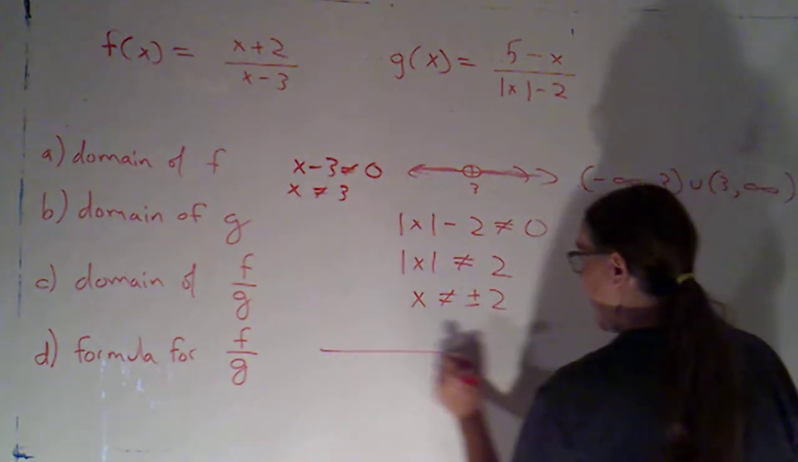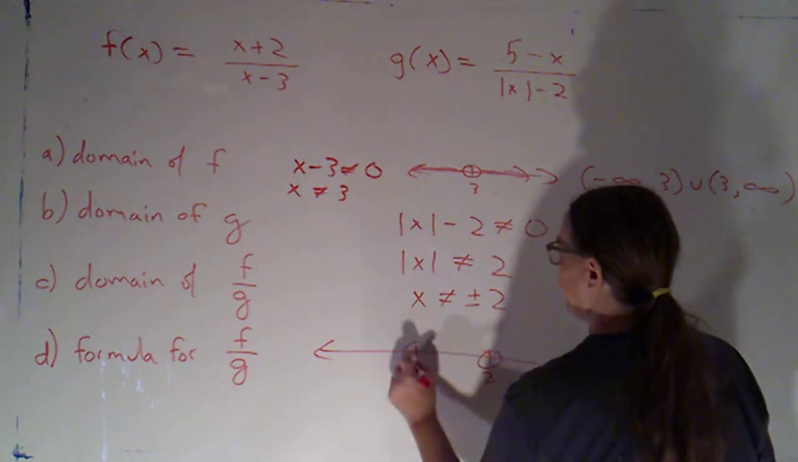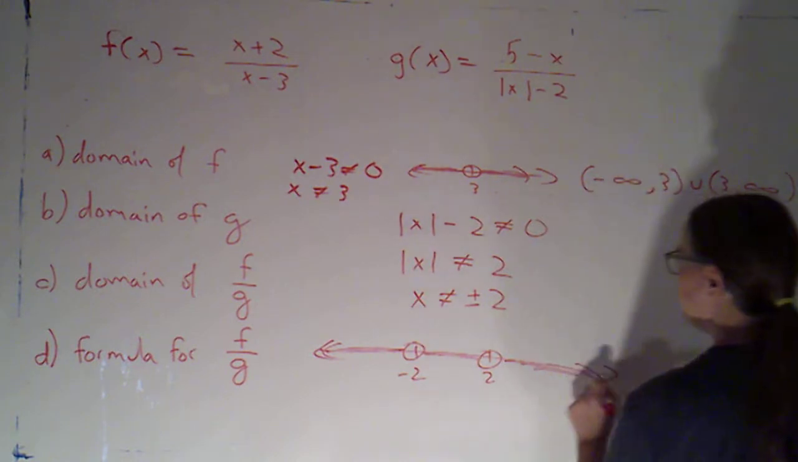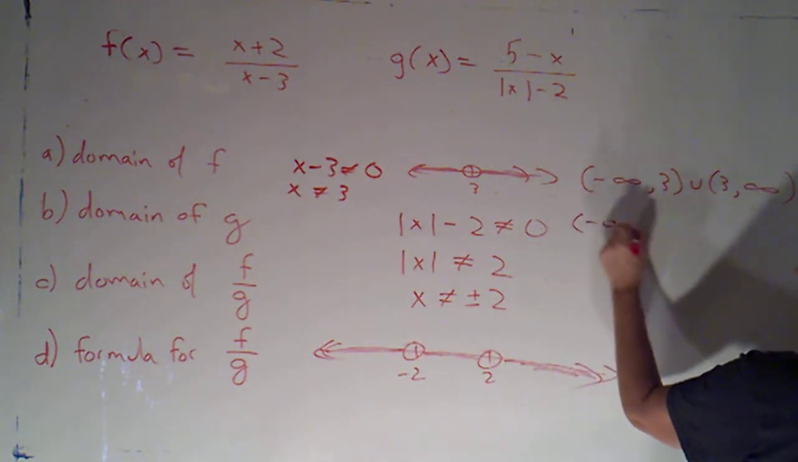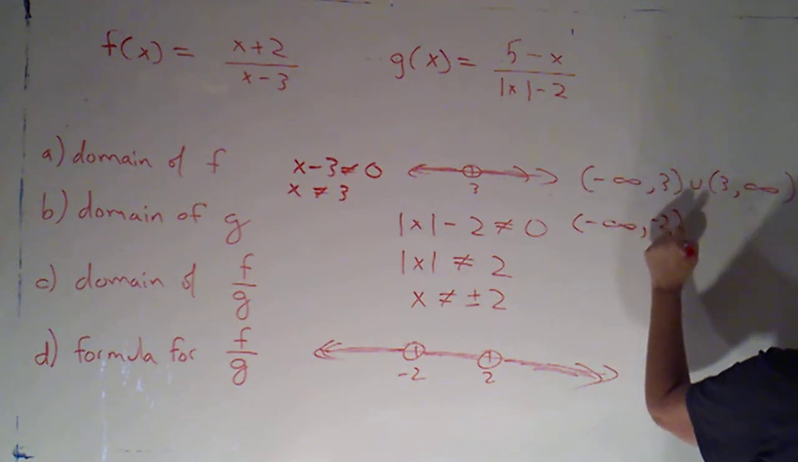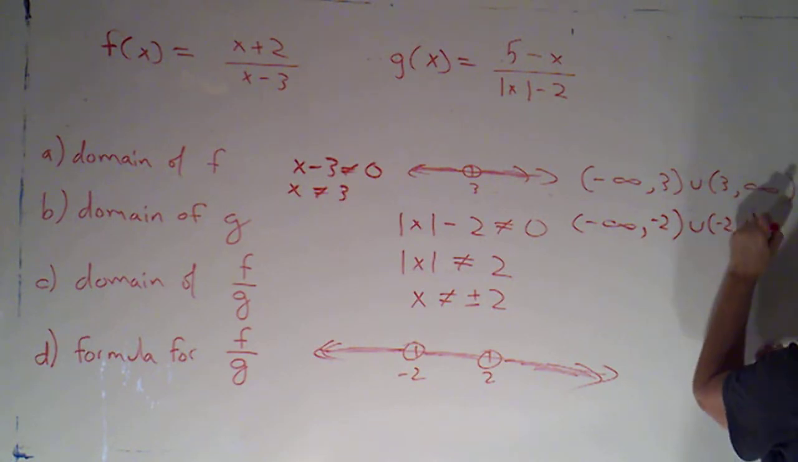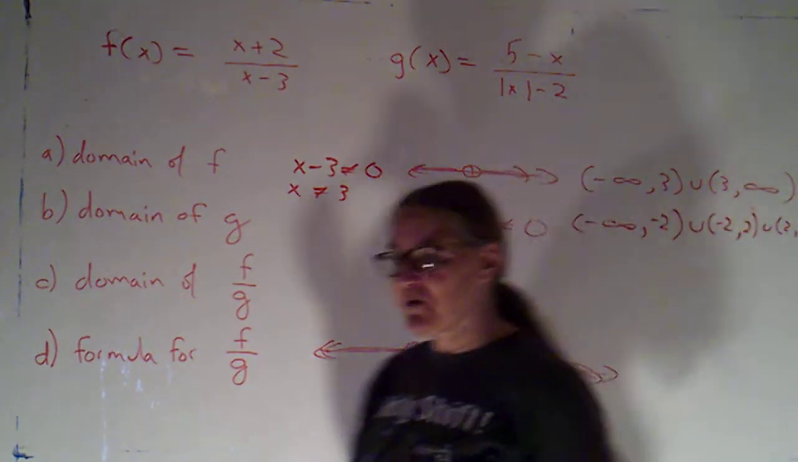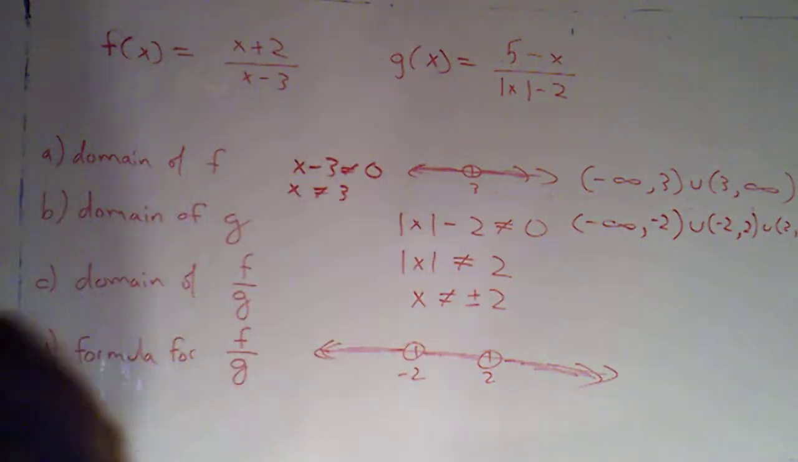Now, if I were to graph that, that's taking out two numbers from my domain, but keeping everything else. So that gives me three intervals. So I would get everything from negative infinity to negative 2, union negative 2 to 2, union 2 to infinity. Okay, so those are the domains of the two pieces that I have.